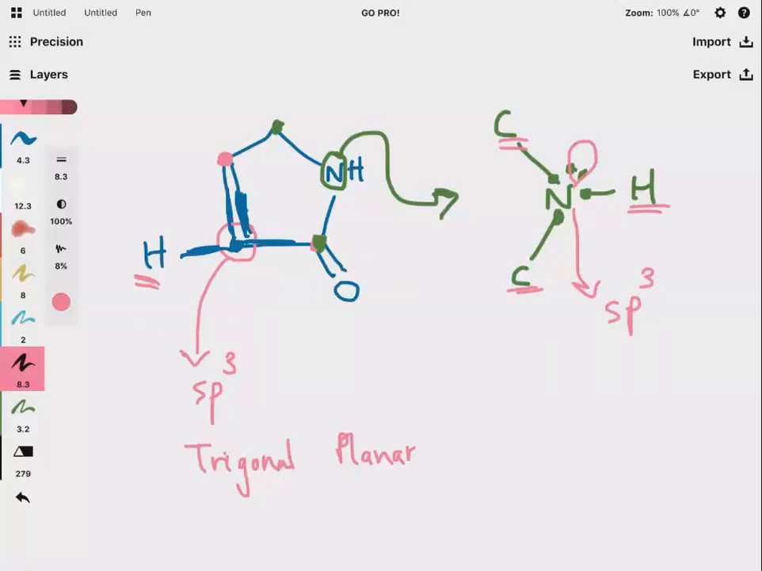Now, if it's bonded to 3 atoms and it has 1 lone pair, 3 atoms and 1 lone pair, then its geometry is going to be trigonal pyramidal.